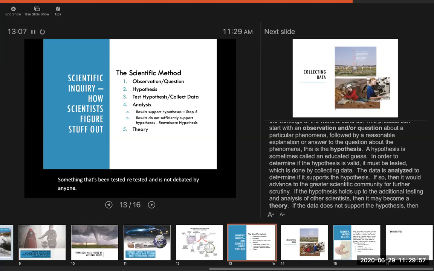We leave the possibility that in the future, with different testing methods, with different technology, with different discoveries, we may modify the theory. But the word theory in science refers to something that is very, very certain and is agreed upon by all scientists. If instead the results of our testing and analysis did not support the hypothesis, then the hypothesis needs to be reevaluated or perhaps scrapped altogether.